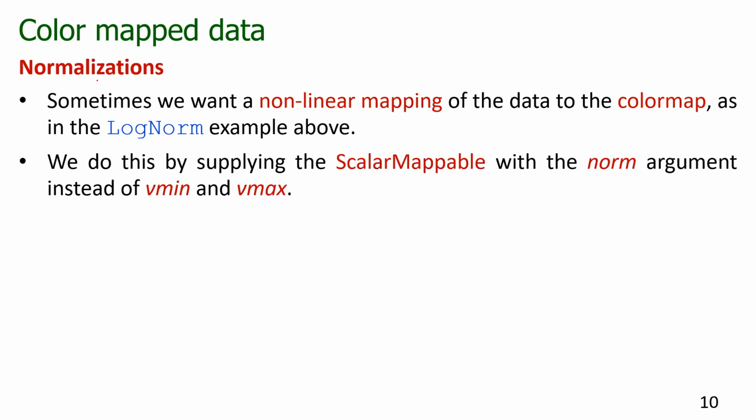Even you can do the normalization. Sometimes we want a nonlinear mapping of the data to the color map, as in the LogNorm in the above example. We do this by supplying the ScalarMappable with the norm argument instead of vmin and vmax.